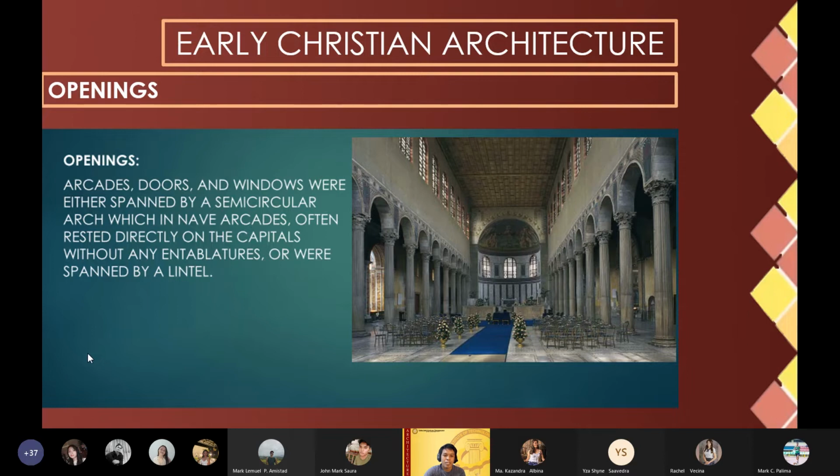If you ask what is a lintel, it is a partner of the post, post and lintel. If you have your post, can you see my sketch? Hopefully you can see my sketch. If this is the post, the vertical one, the horizontal one is the lintel. So post and lintel. So they still used it. Early Christian architecture uses this type of construction.